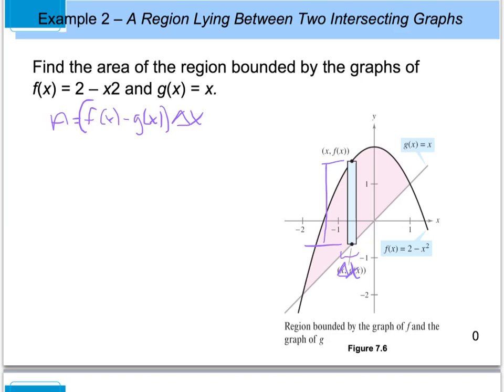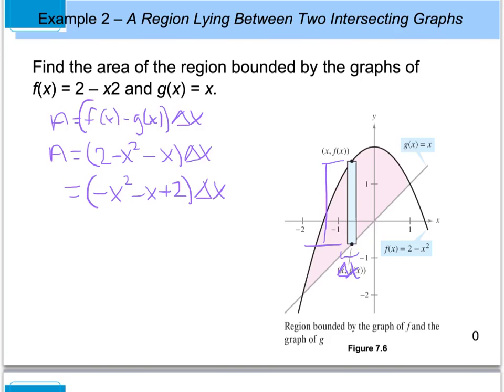So if I plug in everything I know, my area is equal to f of x, which is 2 minus x squared, minus g of x, which is x, times delta x. If I write it in standard form, this is going to give me negative x squared minus x plus 2 times delta x. And to solve and actually find the area, I'm going to go ahead and integrate.